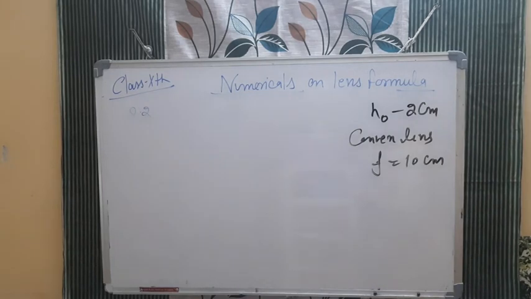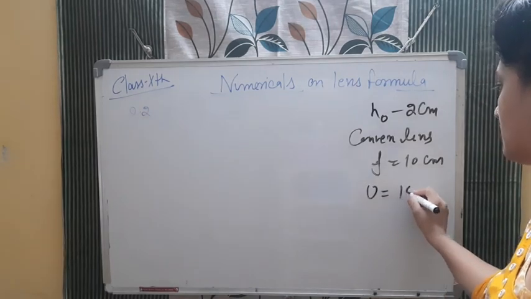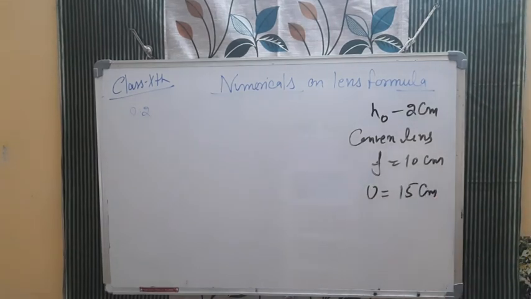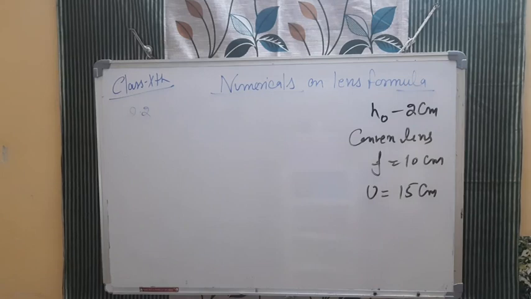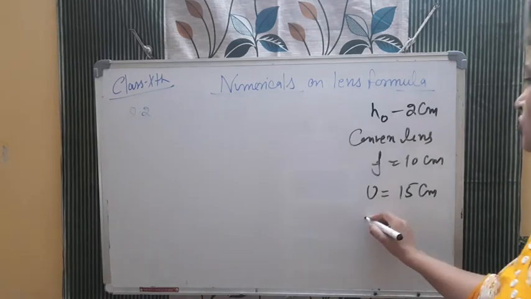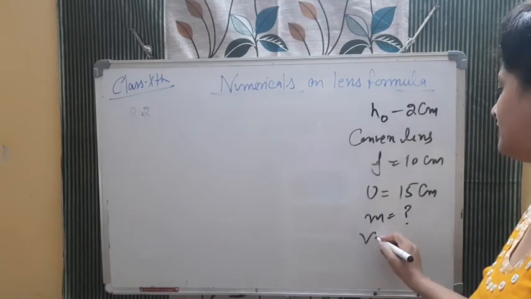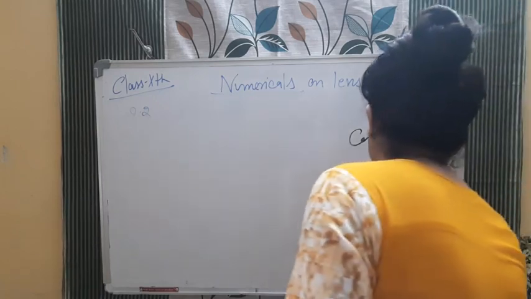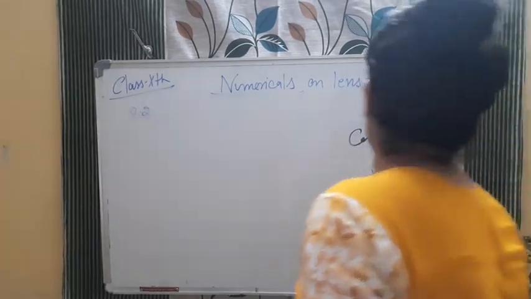Then the question is saying the distance of the object from the lens is 15 centimeter. U is given, 15 centimeter. The question is saying find the nature, position, size of the image. Also find the magnification. We need to tell V, and we need to tell the nature of the image also, and magnification also.